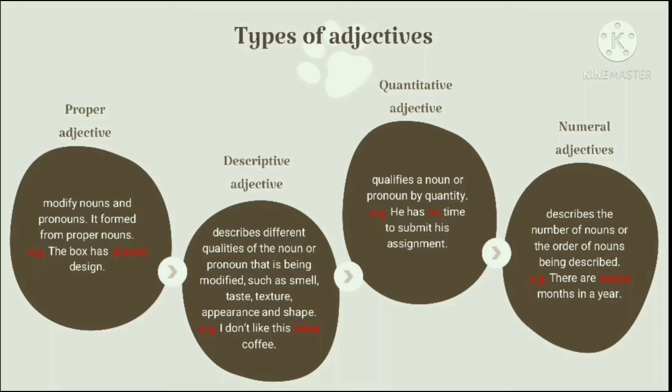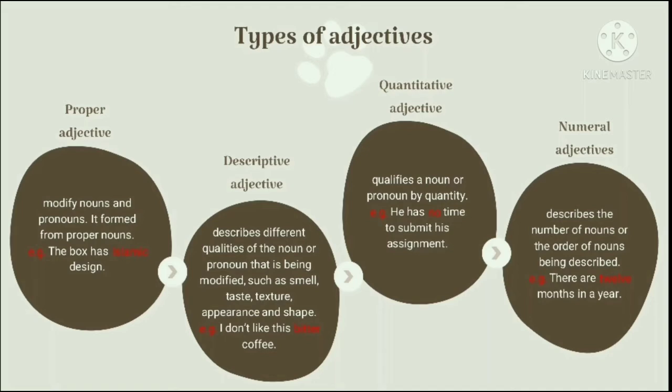The third type is quantitative adjective. Quantitative adjective qualifies a noun or pronoun by quantity. I will give you an example of it. He has no time to submit his assignment. The word no here is quantitative adjective.